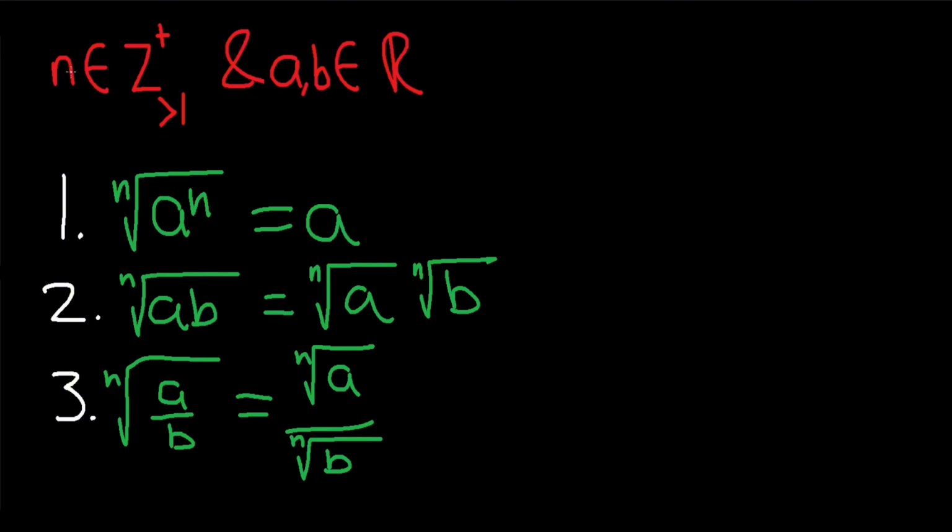So if the index is a member of the positive integers greater than 1, and a and b are members of the set of real numbers, then we'll say that for the radical, if the index and exponent are both n, then that's the same as just a.